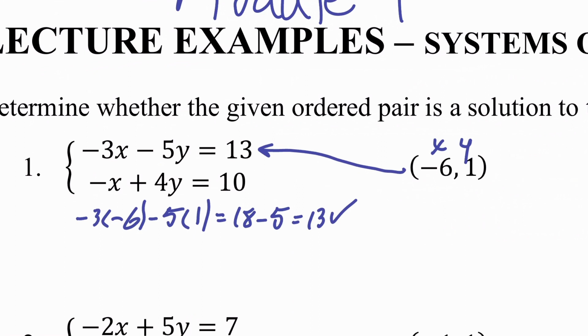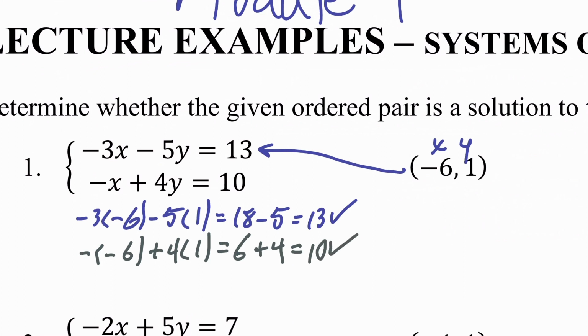And then we can check the other equation. So we'll plug -6 in for x on this one, and then plug in 1 for y. So -6 becomes +6, plus 4 times 1 is 4, and we get 10. And that checks out. So that means that ordered pair is a solution to that equation as well. So it's a solution to the pair of equations, the system of equations.